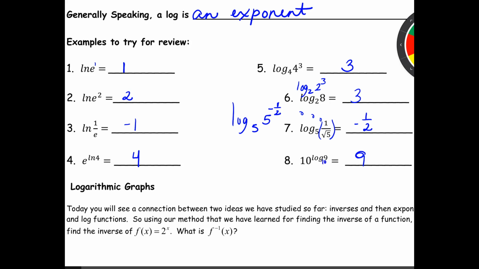Excellent. So he knew that if there's no base written, it's understood to be a 10, because this is one of the special logs. It's called a common logarithm. It's one of the buttons on your calculator that's more easily accessible. So that's just something to think through.